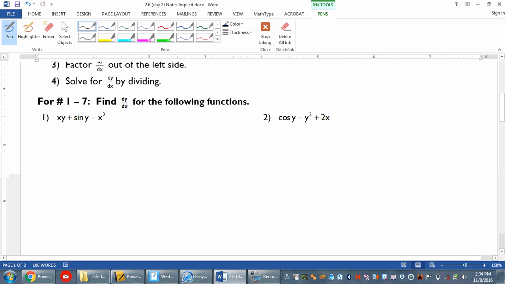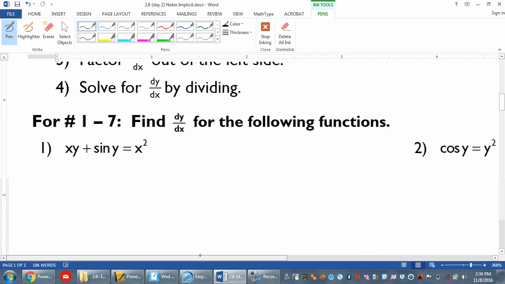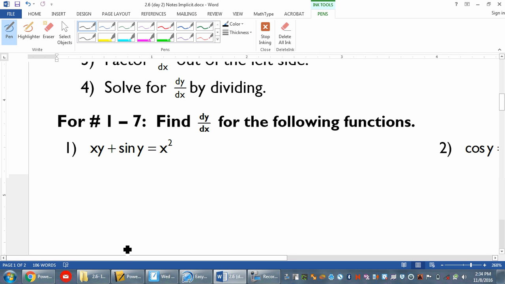All right, so let's go ahead and do the first example. We're going to take the derivative with respect to x on both sides. If you notice, on this first term, it's x times y, which requires the product rule. So let's take the derivative of x. Well, the derivative of x is just 1, times my original second, which is y. Since I didn't actually take the derivative of y, that's why I'm not multiplying by dy over dx.